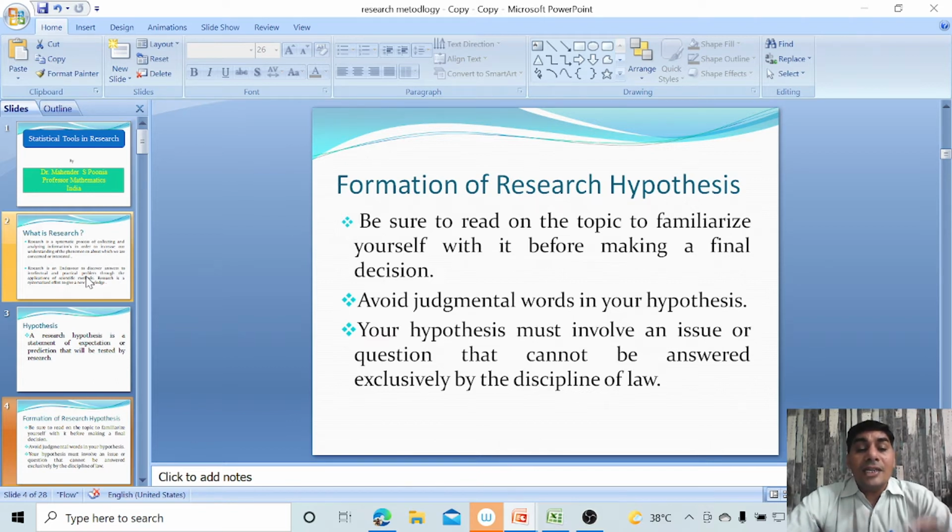Right? The next, your hypothesis must involve an issue or question that cannot be answered exclusively by the discipline of law. That means your hypothesis has a question which cannot be answered by the previous authors. It must be a new question. That means this is your statement.